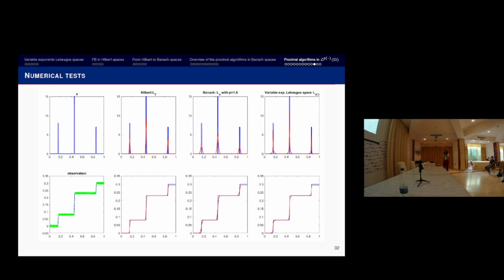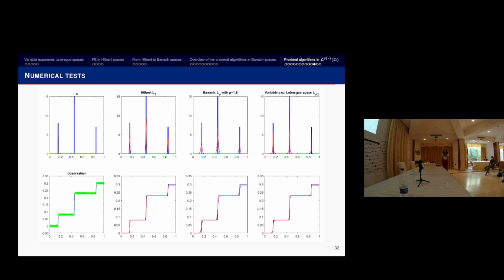And to conclude, I want to show you a numerical test. These are very preliminary results, and we have in the top left corner the true data x, and in the bottom left corner the observation that is nothing but the integral or sum of x, and we want to solve the problem of finding x given y in three different scenarios: in the Hilbert space L2, in the Banach space LP with p equal to 1.8, and in a variable exponent Lebesgue space LP variable.